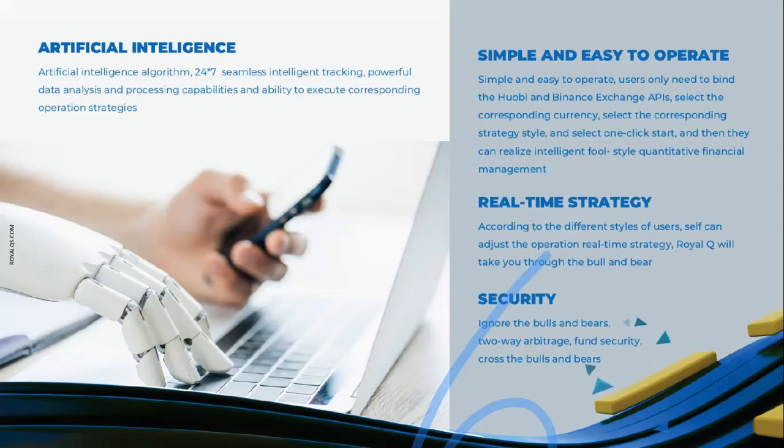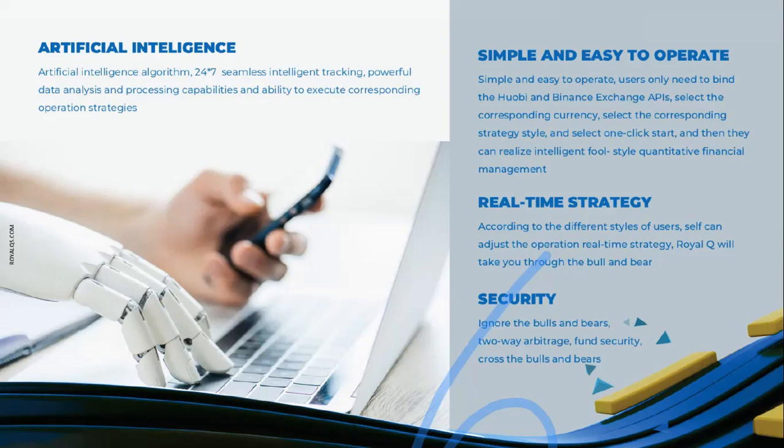Okay, so we are talking about artificial intelligence here. We're also talking about how simple this robot is for you to use or operate. It's really very easy. Once you download it, you connect it to your Binance or your Huobi, and that works through the API system. And before you know it, everything is happening with just one click.